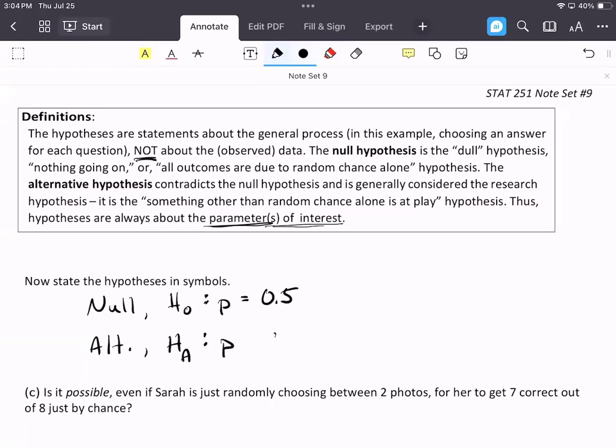Now, if she is doing better than guessing, would you expect my sign to be less than, greater than, or not equal? And hopefully you think, well, oh, she's doing better. It's going to be bigger than 0.5. Now, remember, these two cannot overlap. All right, so you would never have an equal here and a greater than or equal to here, or less than or equal to. So just be careful with that.